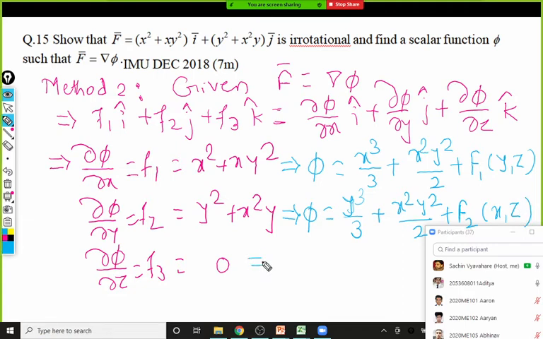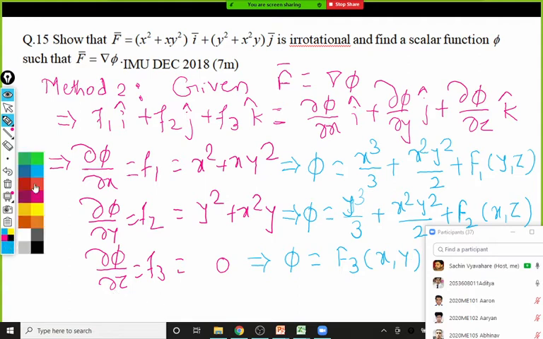And what about the last now? We are integrating this with respect to z. Integration of 0 is 0 itself plus f3, the constant of integration, f3 of x y. Okay, so that is the three different functions we got here. Now we have to write only one answer here. So I will say thus the function phi is.